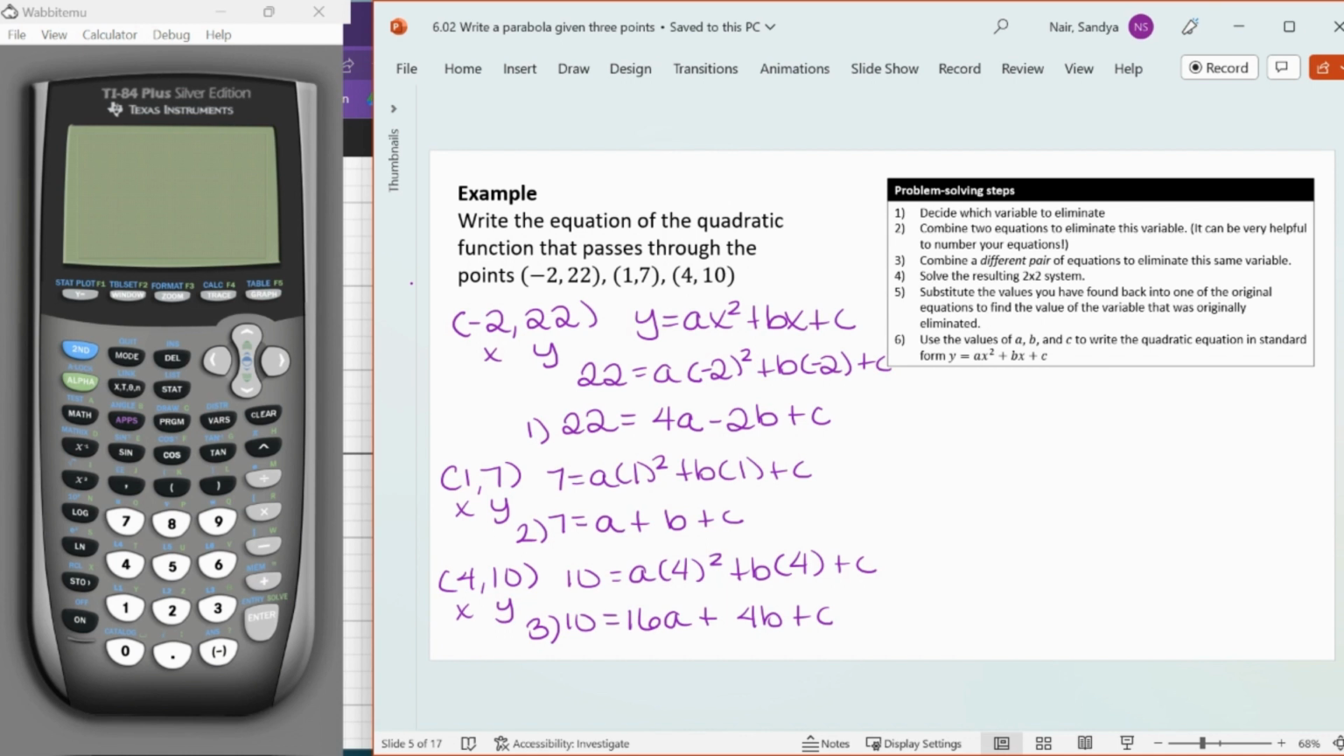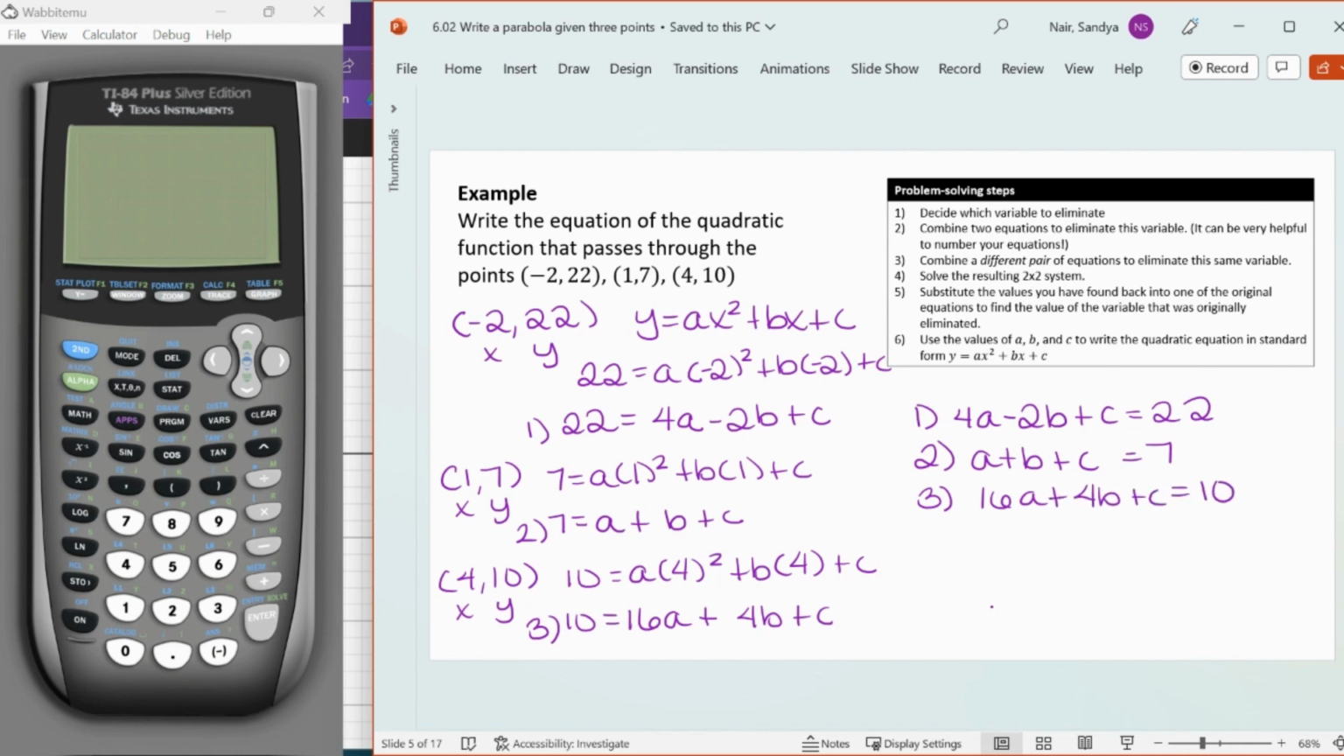So now I need to strategically combine these 3 equations so that I can solve for my variables. Just for reference, I'm going to write out all 3 of these equations. We have 4a minus 2b plus c equals 22. I flipped that equation so that the solution will be on the right. Then I have equation 2, which is a plus b plus c equals 7, and equation 3, which is 16a plus 4b plus c equals 10.